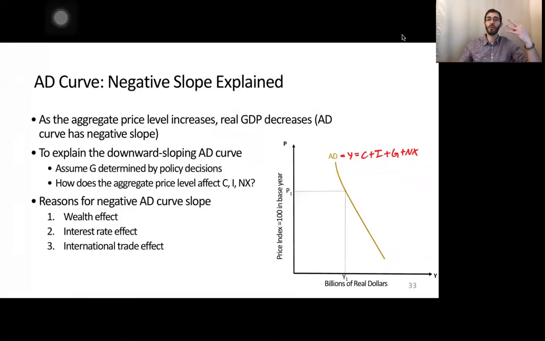There are three reasons why this curve is modeled this way: the wealth effect, the interest rate effect, and the international trade effect. I'm going to dive more into those in the next video, so stay tuned.